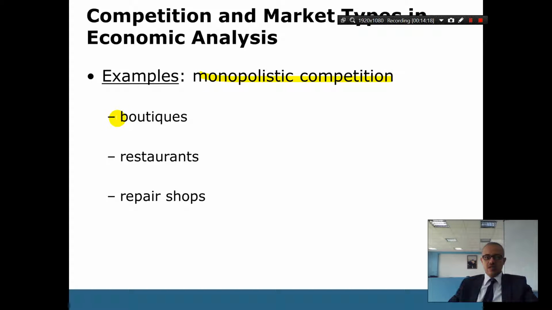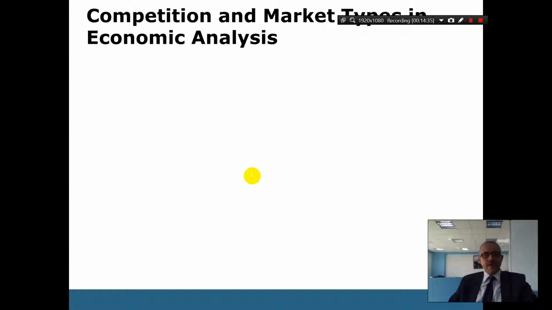Monopolistic competition, like boutiques. What's the best boutique in Yemen? Abir al-Zuhur is a nice boutique. Which one of them? Oh, okay. Now, let's see.